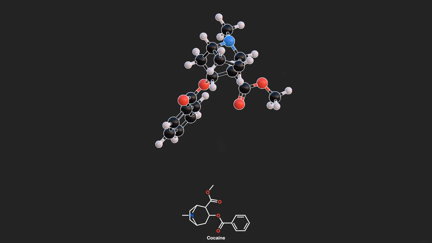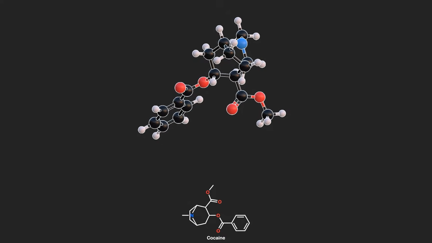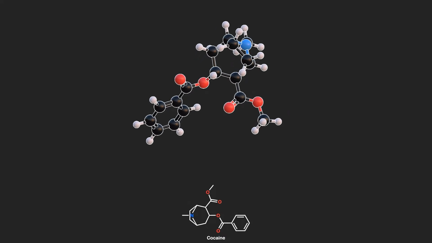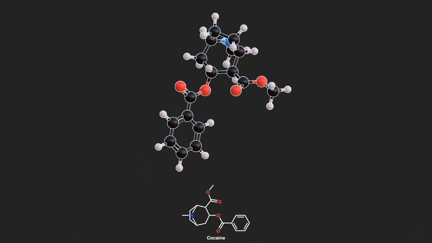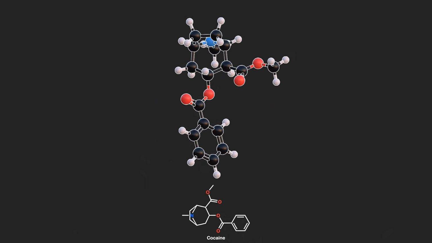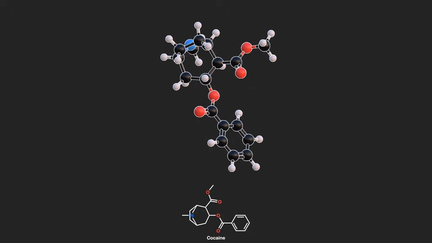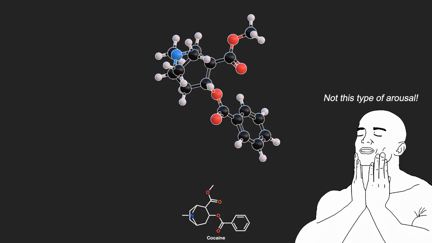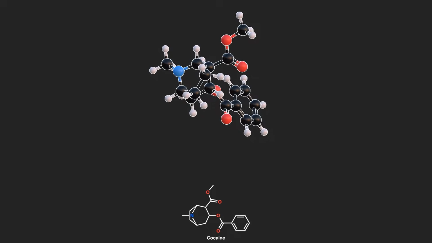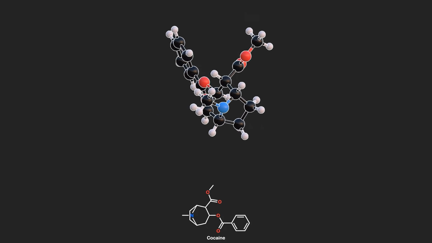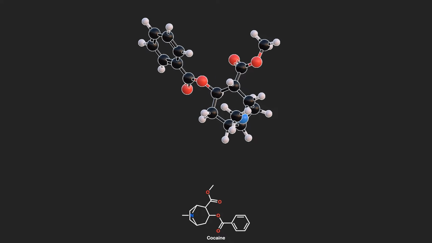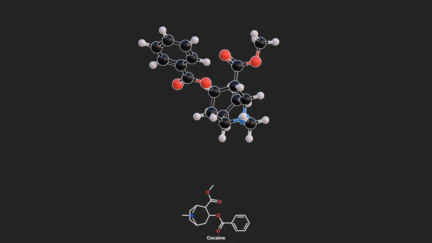To exert its effects, cocaine blocks the dopamine transporter, inhibiting the reuptake of dopamine from the synaptic cleft into the presynaptic axon terminal. This causes higher dopamine levels in the synaptic cleft and increases dopamine receptor activation in the postsynaptic neuron, causing euphoria and arousal. Cocaine also blocks the serotonin transporter and norepinephrine transporter, inhibiting the reuptake of serotonin and norepinephrine, causing the mental and physical effects of cocaine exposure.